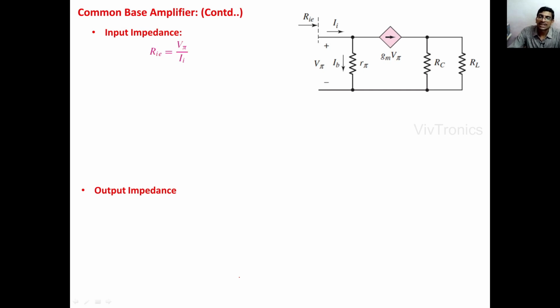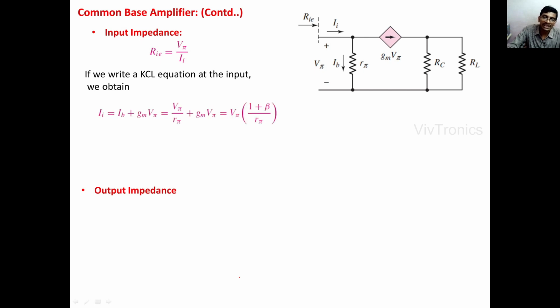Now we are going to calculate the input resistance. Input resistance is the ratio of input voltage to the input current. Input voltage is V pi, input current is Ia. Writing the KCL equation at the input side, we get Ia is equal to IB, the current flowing in the R pi resistance, plus Gm V pi current. And we can write IB is equal to V pi divided by R pi.